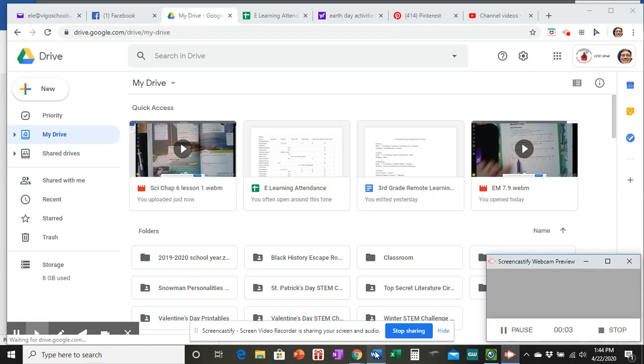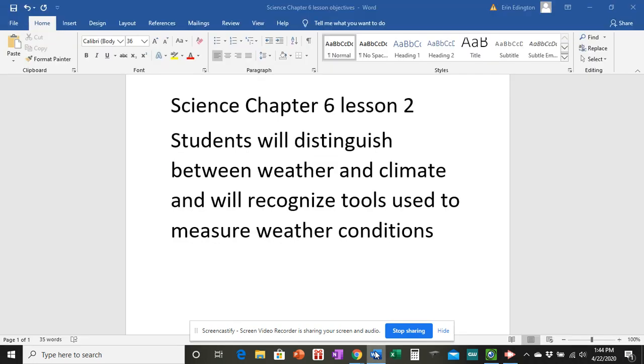Hi friends, we are going to work on Science Chapter 6, Lesson 2 today. Here is our goal. Students will distinguish between weather and climate and will recognize tools used to measure weather conditions.